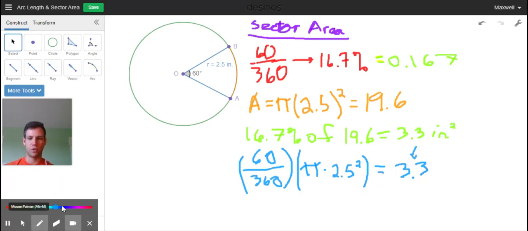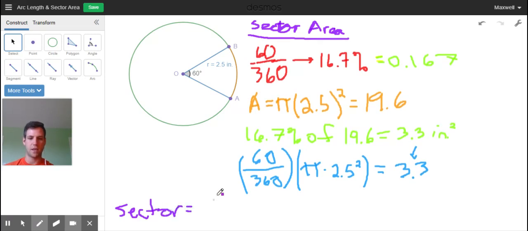And then generally, if we want to write out our sector area formula, so to find the area of a sector, we would just replace the 60 and the 360 with a theta for an unknown angle, as I mentioned earlier. Theta over 360, and then you just multiply that by pi r squared. So you'd be finding what percentage of the circle's area represents the area of that sector.